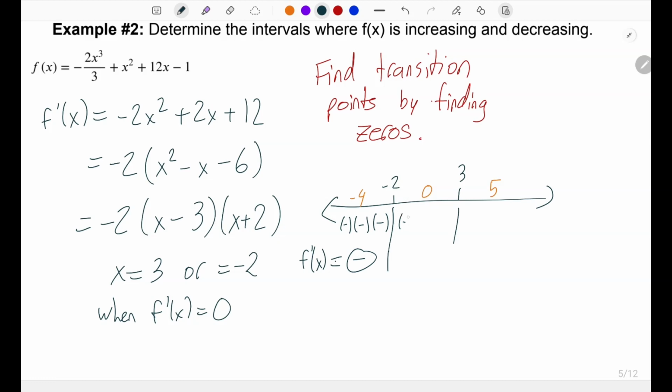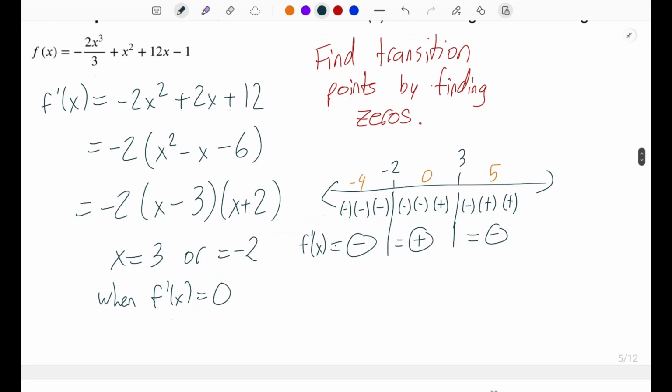Plugging in 0, you still have that negative in front. 0 minus 3 is still negative. 0 plus 2 now is positive. So that is going to be positive. And then lastly, if you put in some number bigger than 3, let's say 5, you still have that negative in front. Positive and a positive make it a negative in the end. And this now tells us where our derivative is negative, where our derivative is positive, thus the intervals of increase and decrease.